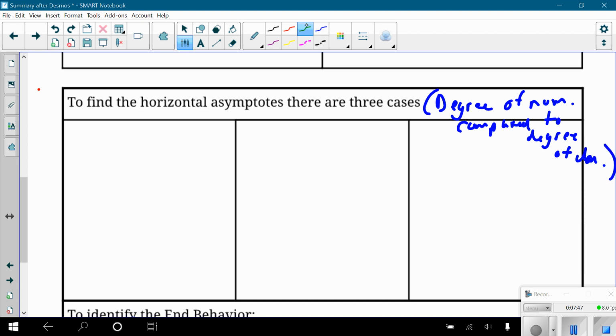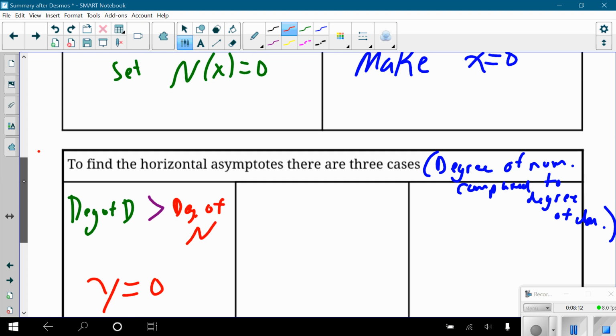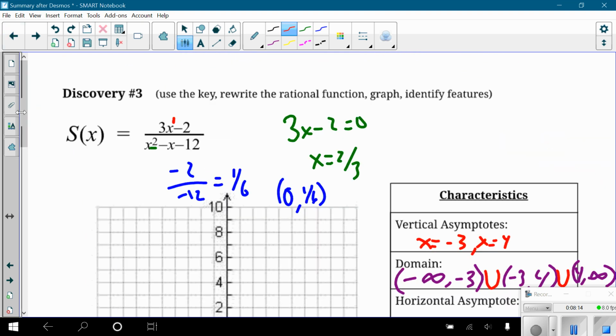Okay, so if the degree of the denominator is bigger than the degree of the numerator, as was the case in the third example, then your horizontal asymptote is y = 0. Sometimes people call that bottom heavy. They call it bottom heavy because the bottom is bigger. X squared is way bigger than just 3x. So it's bottom heavy for that reason.